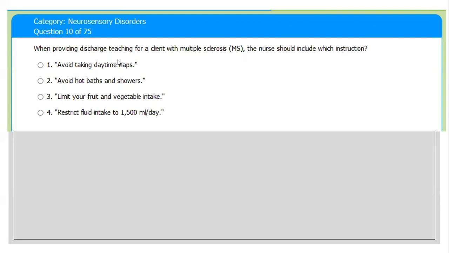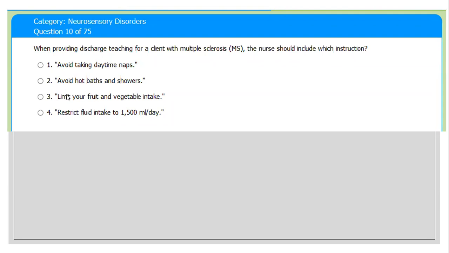What's the problem? If you take a little bit of sleep, rest. Number two, avoid hot bath and shower, right? Good choice. Why not? Let me explain on the next page. Number three, limit your fruits and vegetable intake. Why should you limit? No need.